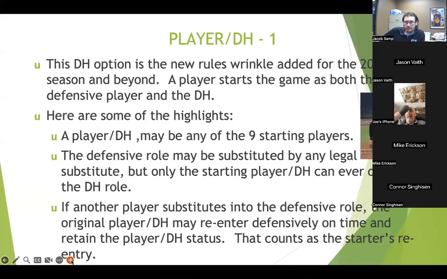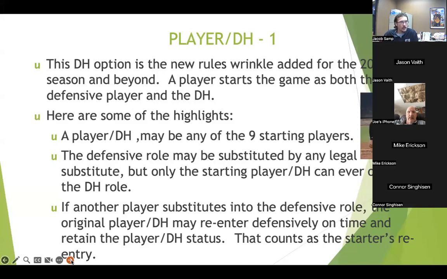So the rationale for the player DH rule as it was written by the NFHS was to allow a pitcher to stay in the game as a hitter, even though they may have exceeded their pitch count as the pitcher.